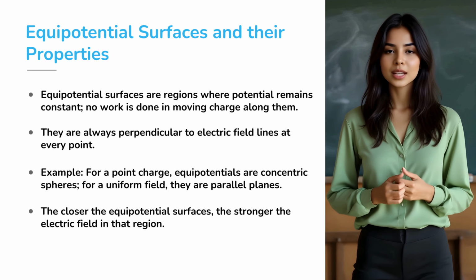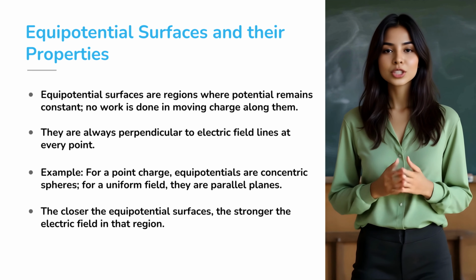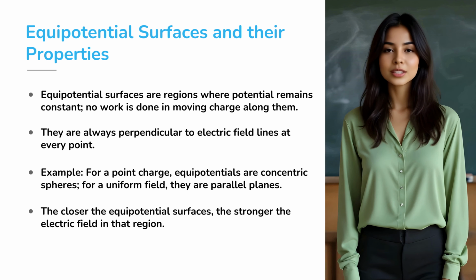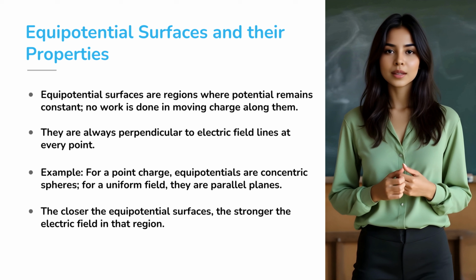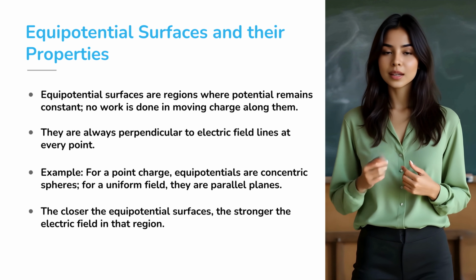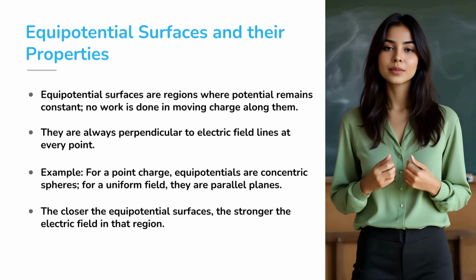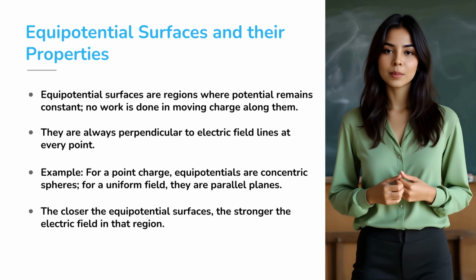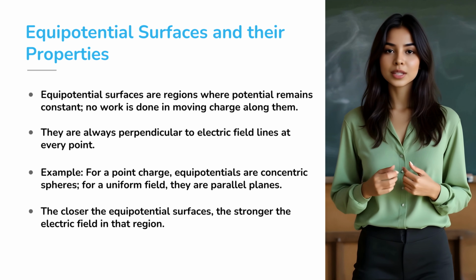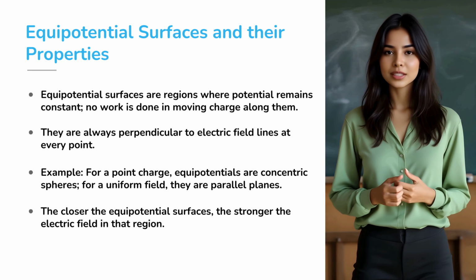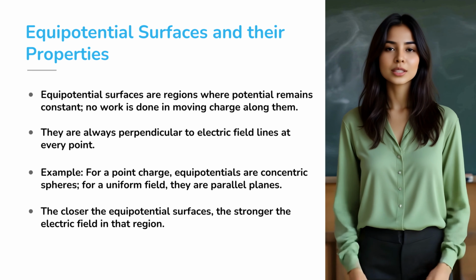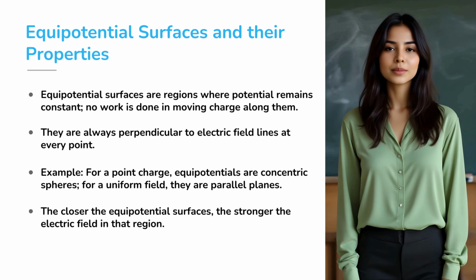Some classic examples: around a point charge, equipotentials look like concentric spheres. In a uniform electric field, like between capacitor plates, they're parallel planes. And if these surfaces are packed closely together, it means the electric field is strong in that region. This gives us a really nice visual understanding of field intensity.